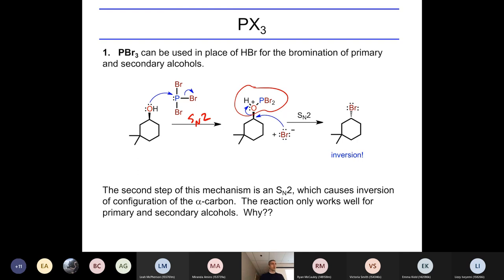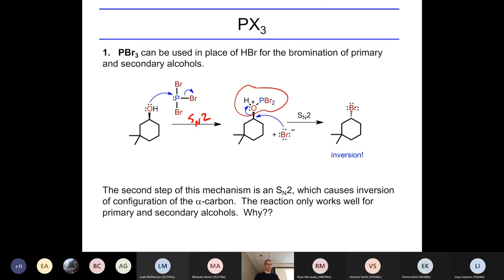The nice thing about this reaction is there's no carbocation. This is SN2, and it gives you inversion, like all SN2s. So it's the first reaction of this unit, but it's not really new. The bromine comes, knocks the group out, and you get inversion. For secondary alcohols, this is a great substitution for HBr, because secondary alcohols in particular, A, lose stereochemistry, and B, rearrange. This does neither of those. It inverts the stereochemistry, but we can plan for that.